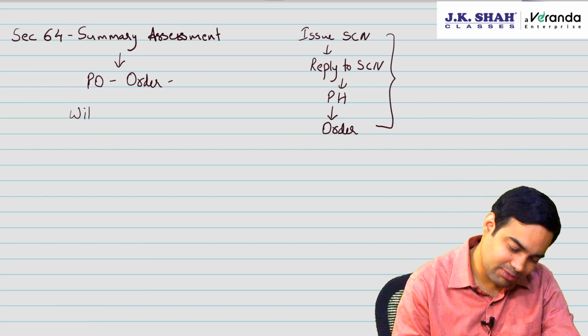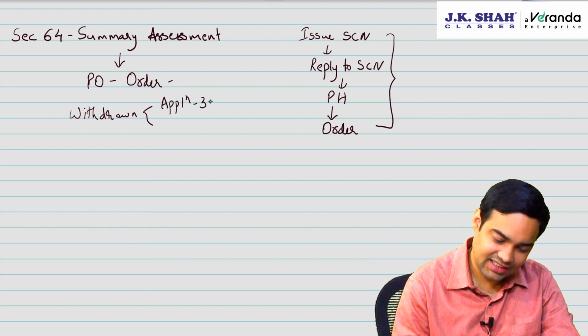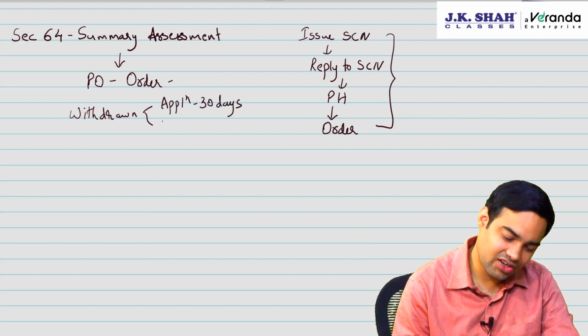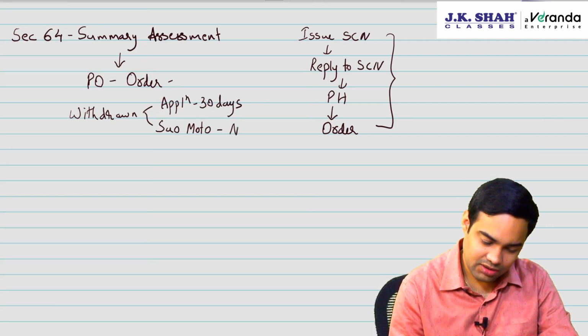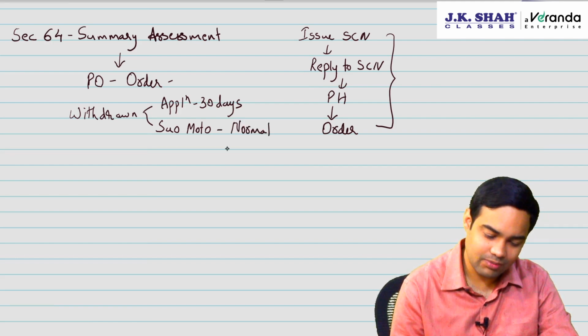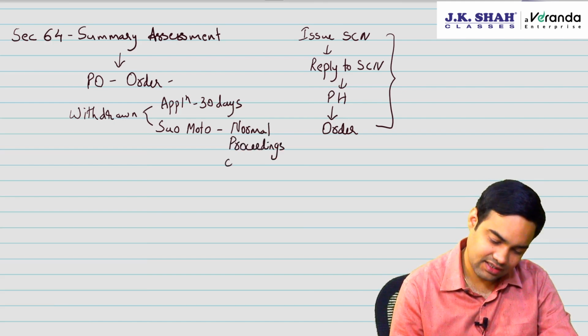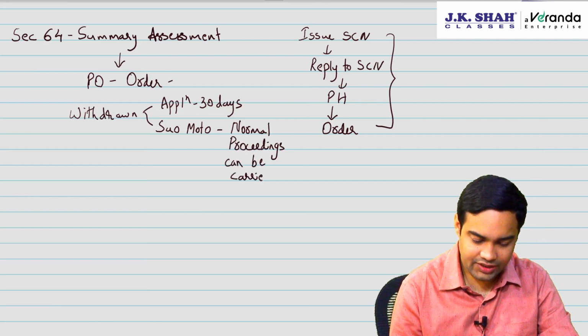Can this summary assessment order be withdrawn? Yes. One is you make an application within 30 days saying that there is no fraud done. Or suo motu, the officer feels that there is no fraud done, and instead normal proceedings under 73 and 74 can be carried out. These are the two cases where it can be withdrawn.